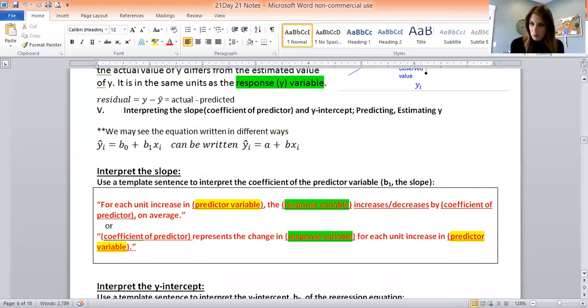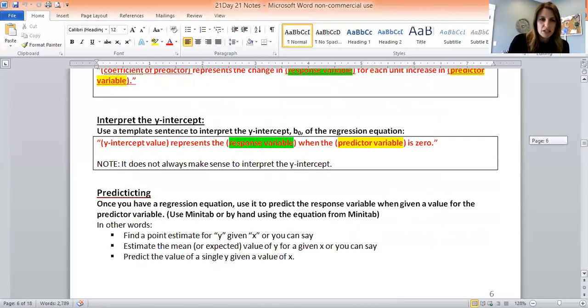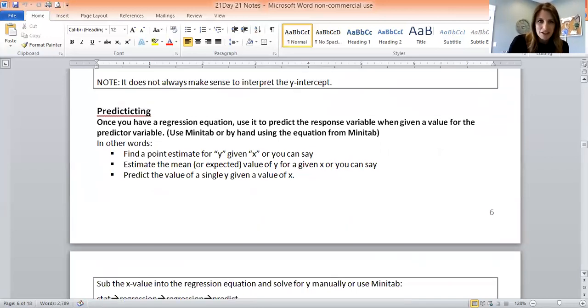So I can interpret the slope, right? Here with my slope, I just say for each unit increase in my predictor variable, the response variable will either increase or decrease by the slope value on average, okay? So it's just saying that every time I increase this value in my x, it's going to change my y, right? So that's my slope interpretation.